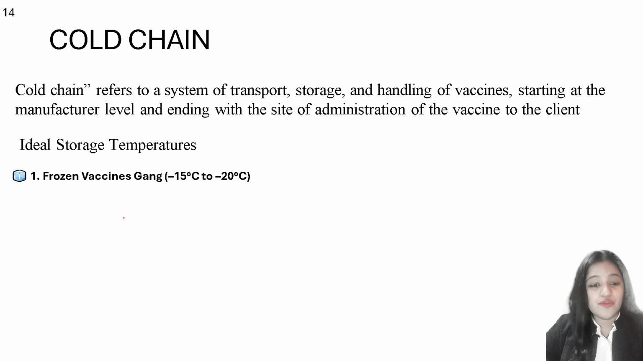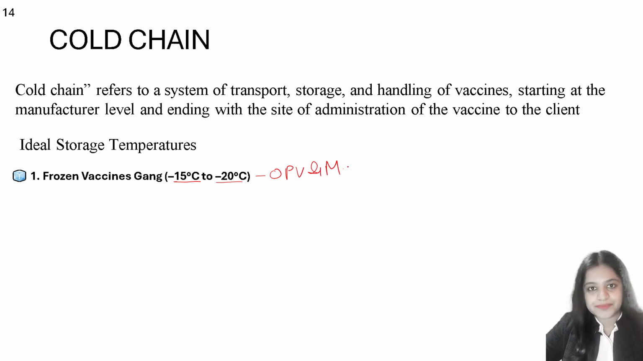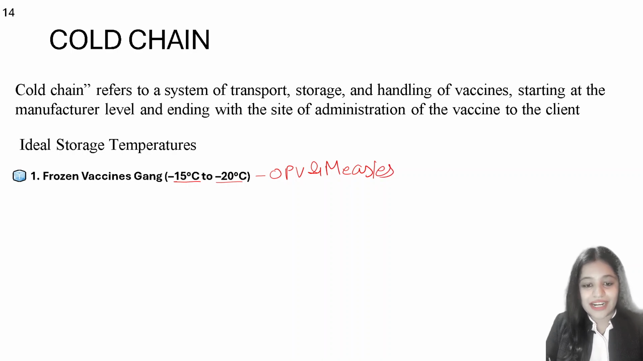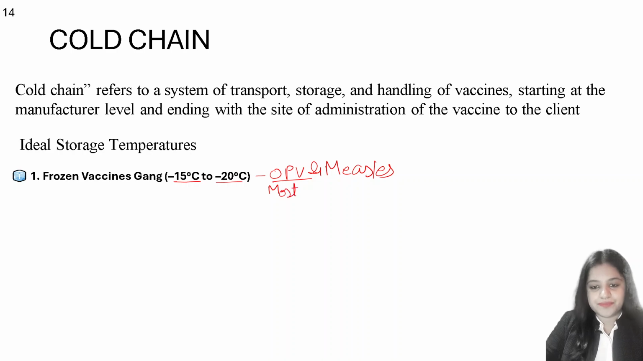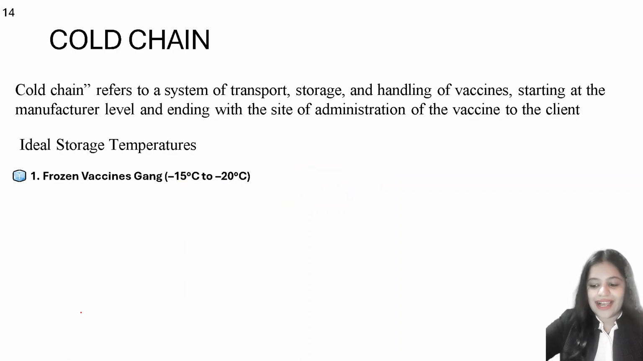The first is your frozen vaccine gang, which is minus 15 degrees to minus 20 degrees Celsius. Now, the two examples of this frozen vaccine gang are OPV and measles. Okay. Both are extremely heat sensitive and should be stored at minus 15 to minus 20 degrees Celsius. But among these two, OPV is the most sensitive. Okay, it's the most sensitive to heat. Clear?